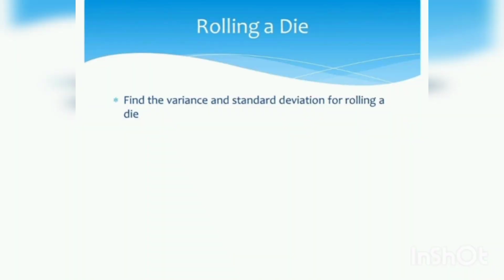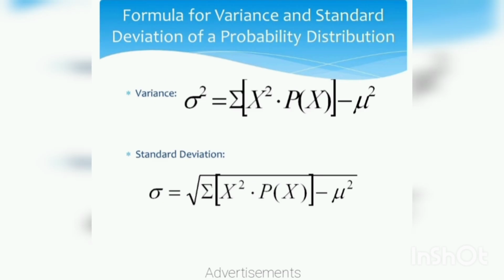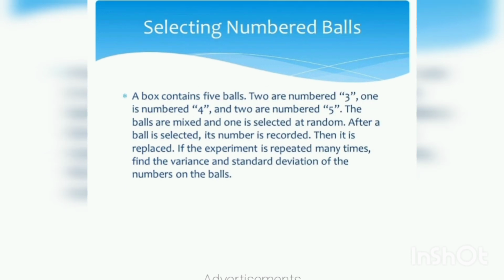Some of the applications of the mean are rolling a die. Find the mean of the number of spots that appear when a die is tossed. When a die is tossed, there will be 6 outcomes, 1, 2, 3, 4, 5 and 6. The variance is sigma squared equal to summation of x squared times p of x minus mu squared. So sigma is equal to the square root of summation of x squared times p of x minus mu squared, for the variance and standard deviation of a probability distribution.